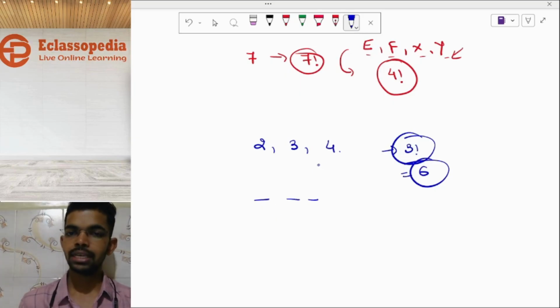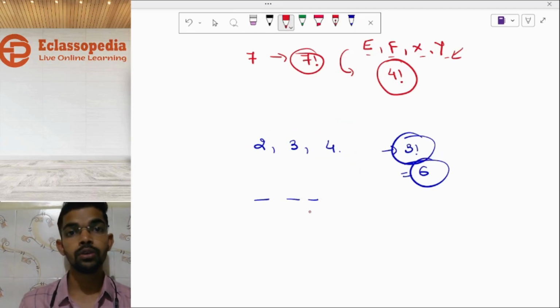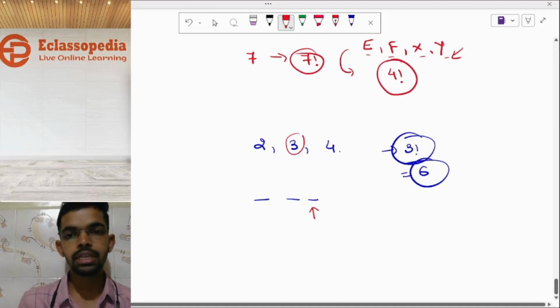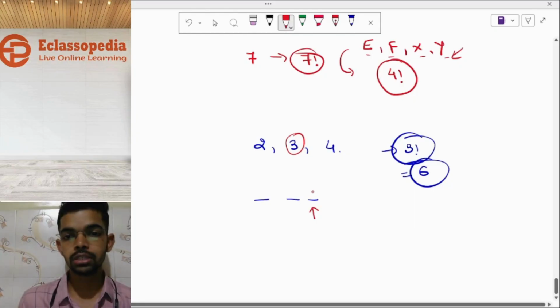Now if I say how many 3-digit odd numbers can you form from these? So what will you do? Now we want an odd number. It means at the unit place what will you place? Only 3 we can place at the unit place. We have a restriction at this place. So how many choices do you have at the unit place? Only one choice. We can only put 3.